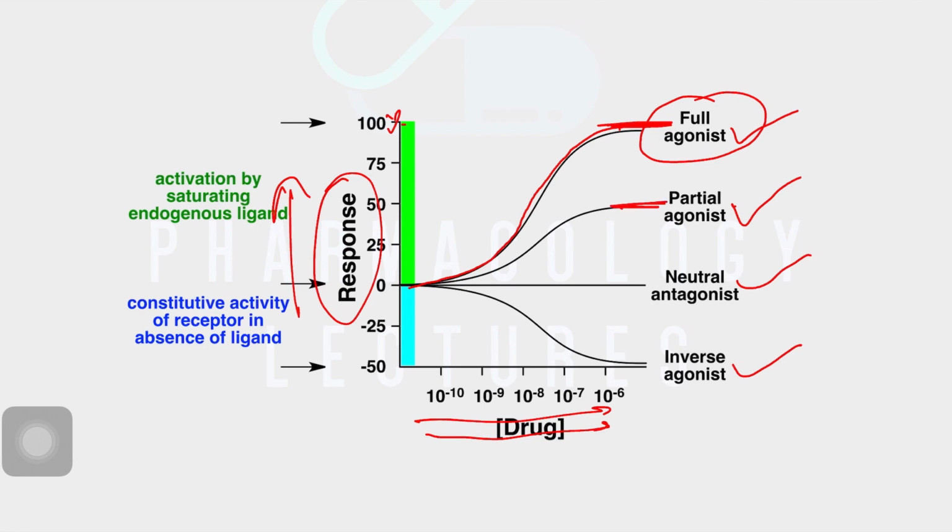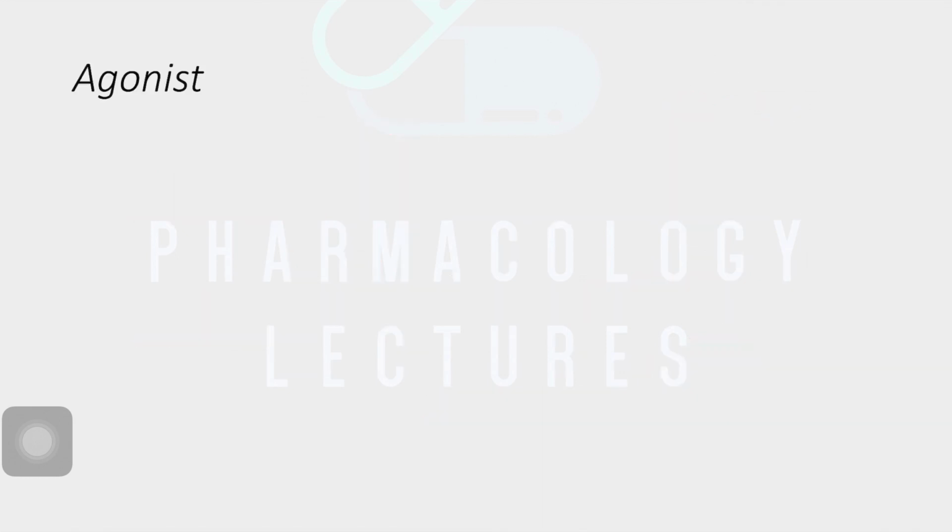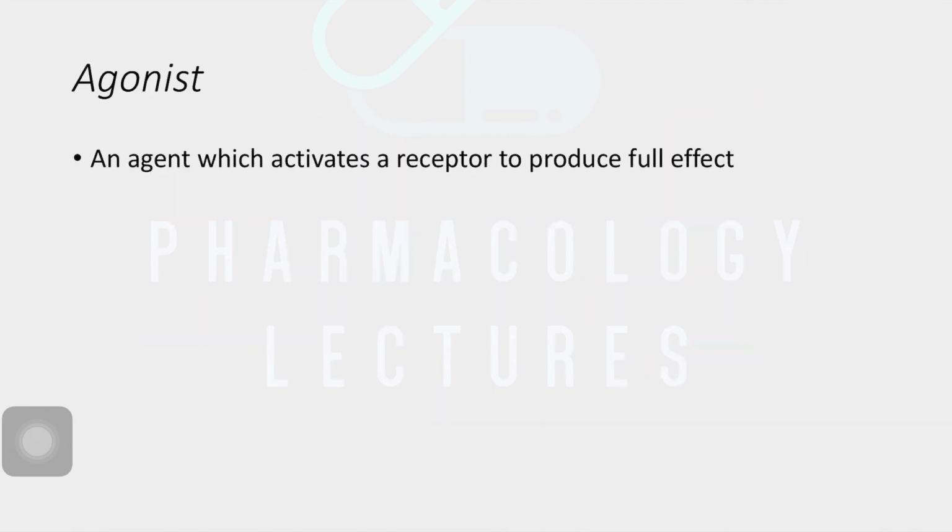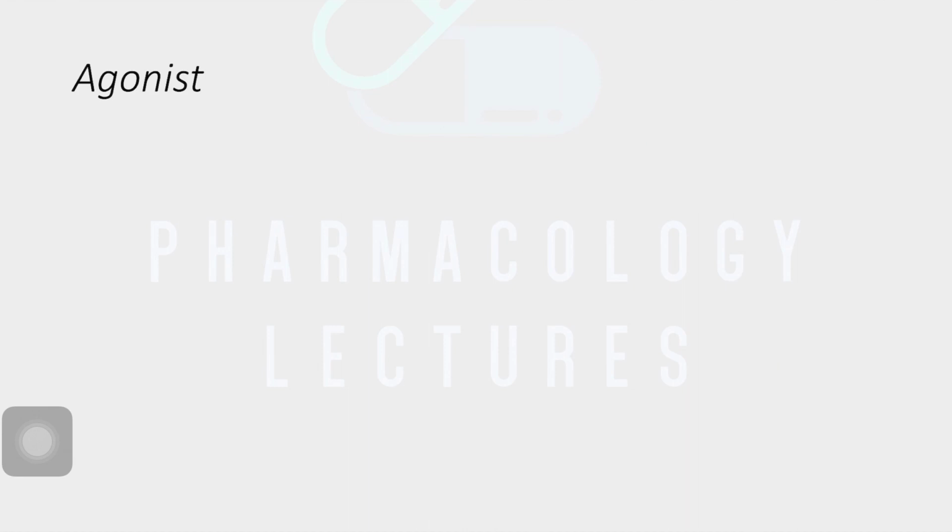Half of the maximum, or the submaximal response, is of the partial agonist. No response, or neutral response, is in the antagonist, and negative response is in the inverse agonist. So that is what has been described in this figure. Now let's see what they are saying. So what is an agonist? An agonist is an agent which activates a receptor and produces full effect, right?